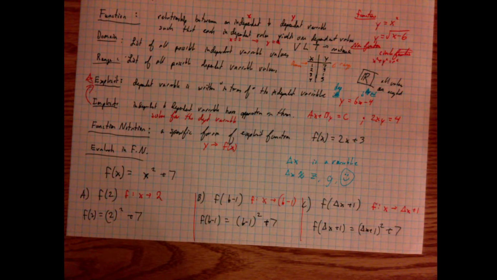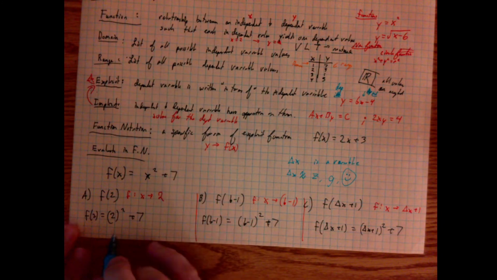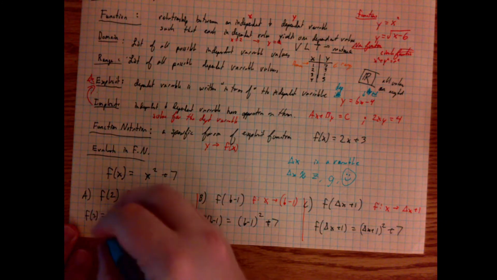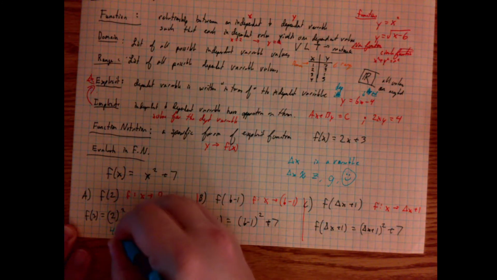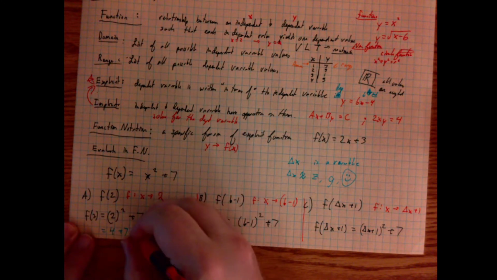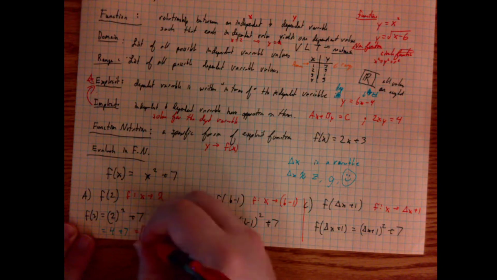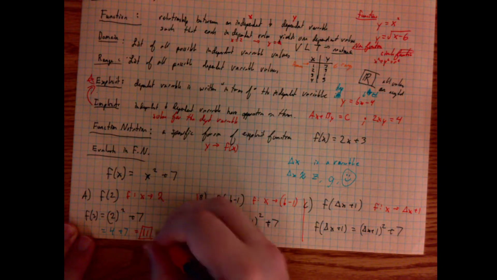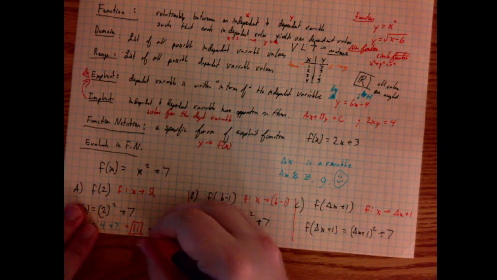Now, for these problems, the trick with today is going to be that you need to simplify as far as possible. All right? Simplify as much as can be done. Meaning for this example, 2 squared is actually 4. And 4 plus 7 is a number. 4 plus 7 is 11. Meaning 11 is the solution for f of 2.